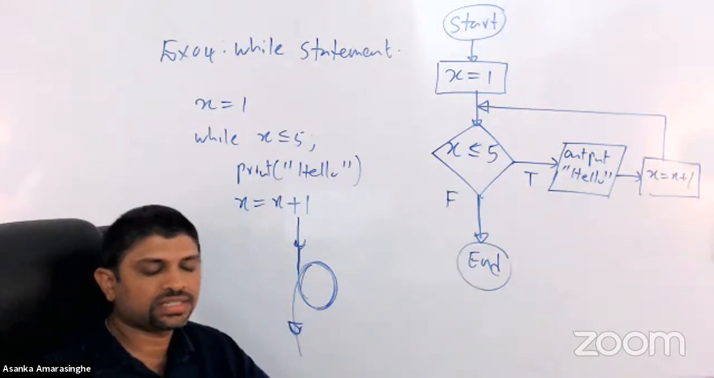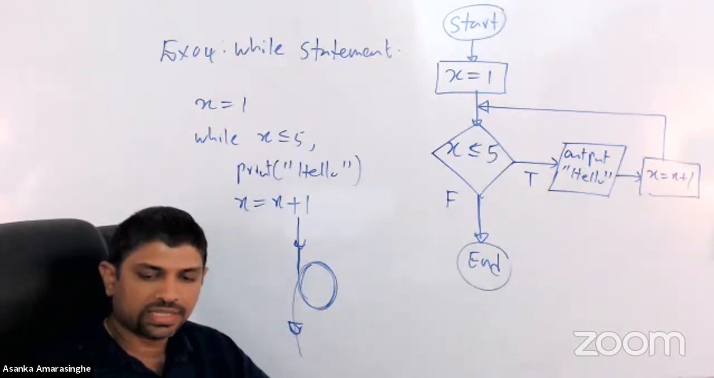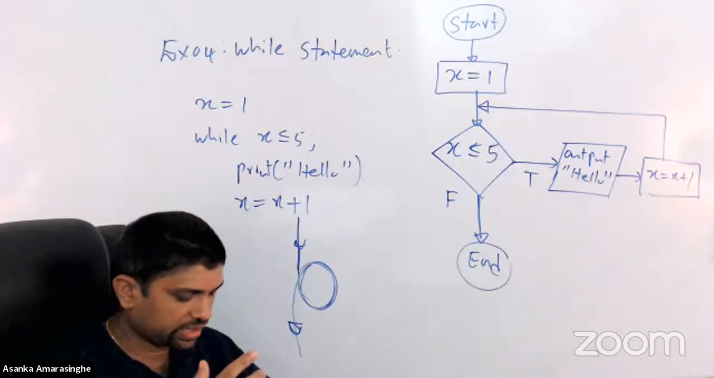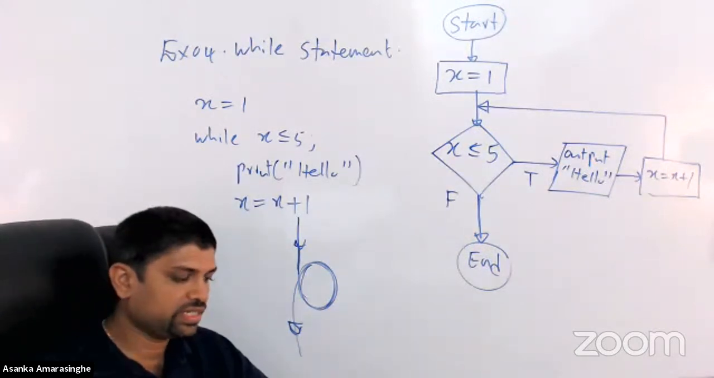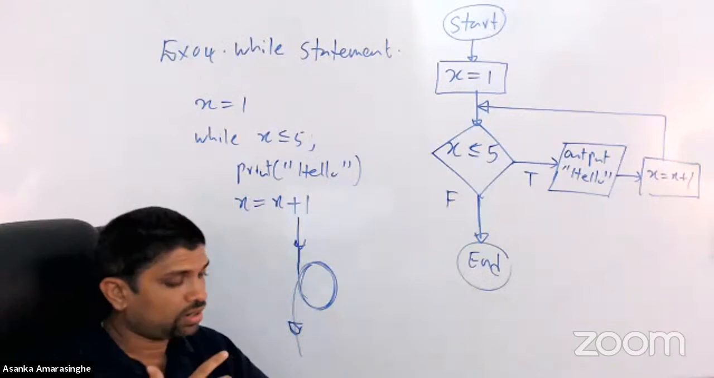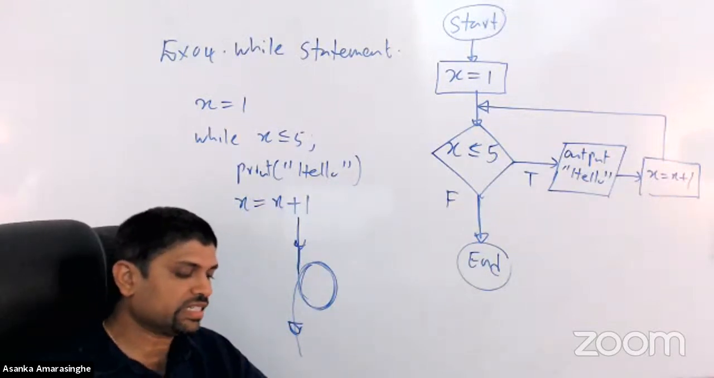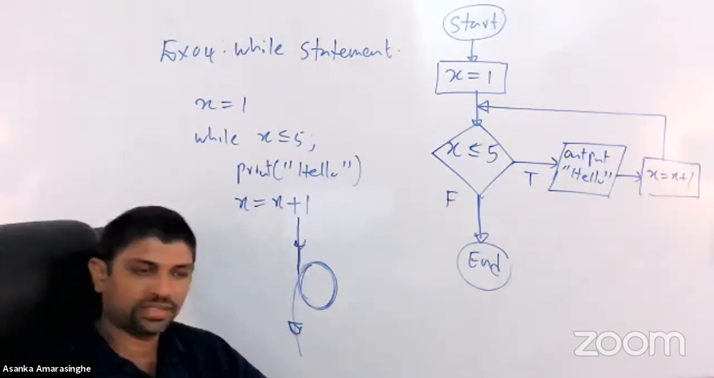Then you can try exercise number 5. Exercise number 5 is again to print the same sequence, 15, 18, 21, with a while statement. Earlier we did it using the for statement, no? Now the same thing is handled using the while statement.